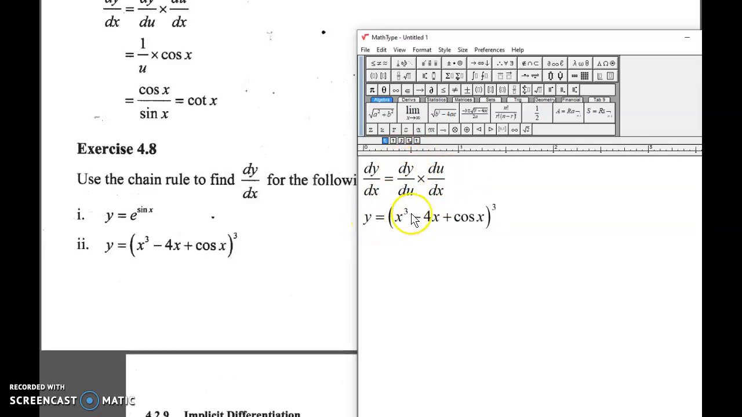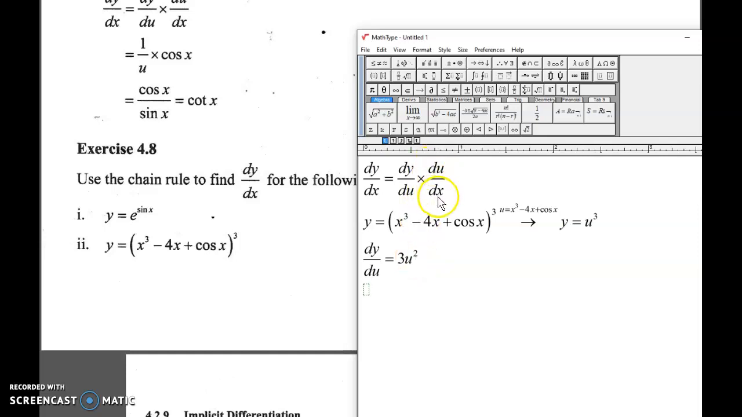As usual, we need to redefine the function with y in terms of u and u in terms of x. We currently have y in terms of x. We need to change that into y in terms of u. So in other words, we'll need to redefine all of this that has x as their terms into u. This is how we do it. We redefine the whole function here as u. So u equal to x^3 minus 4x plus cos x. When we rewrite it in terms of u, it becomes y equal to u to the power of 3. Now that we have y in terms of u, we can differentiate y, dy over du, using the power rule. So we have 3u to the power of 2.